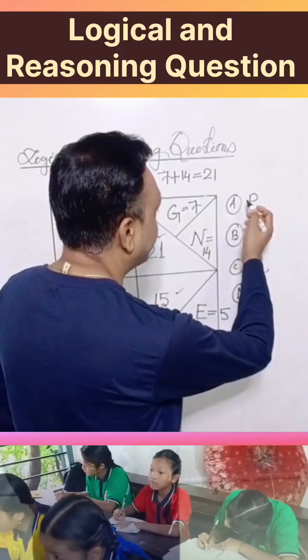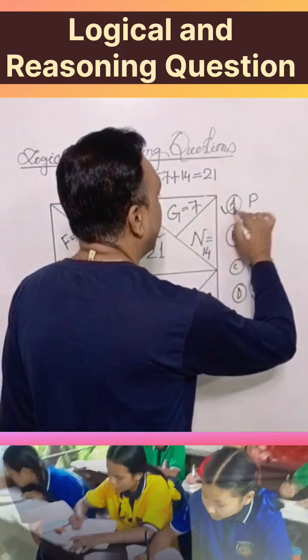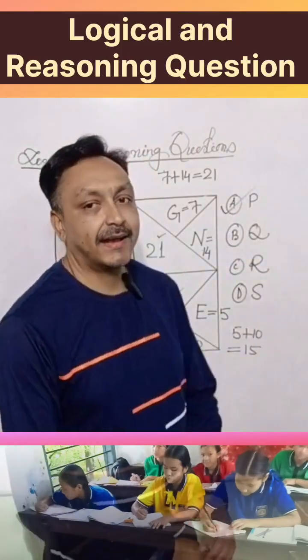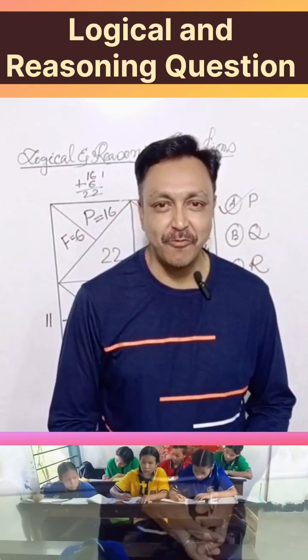Let's have a look whether it is there or not. Yes, P is there in option A. So option A is the correct answer. I hope the concept is clear.